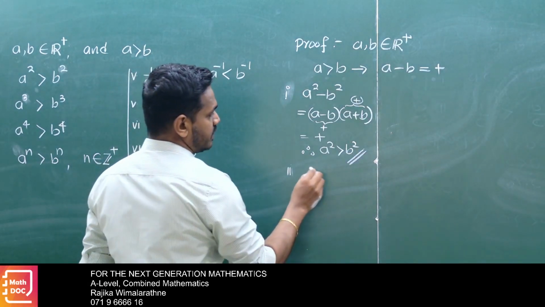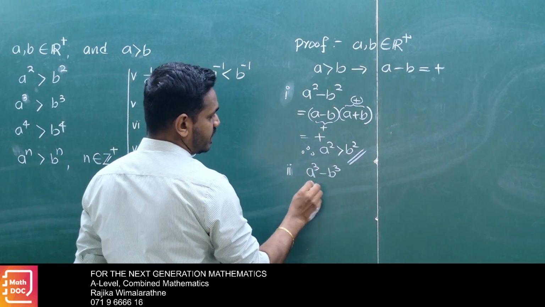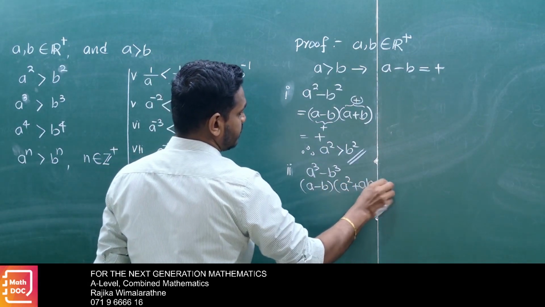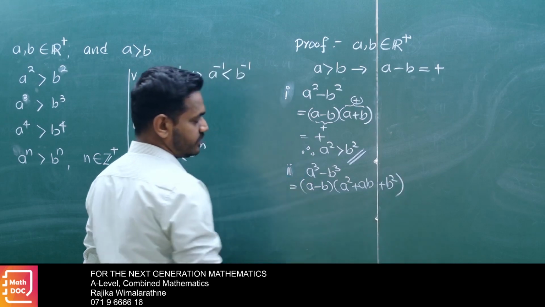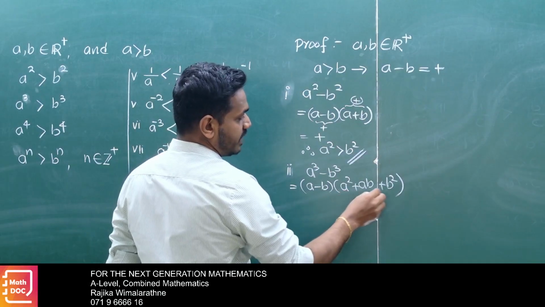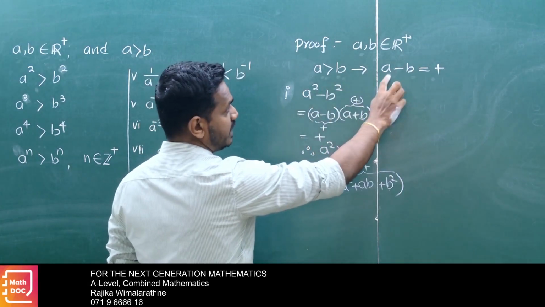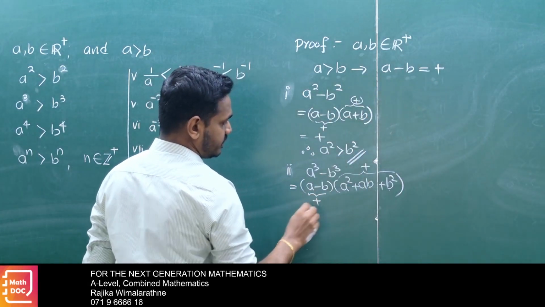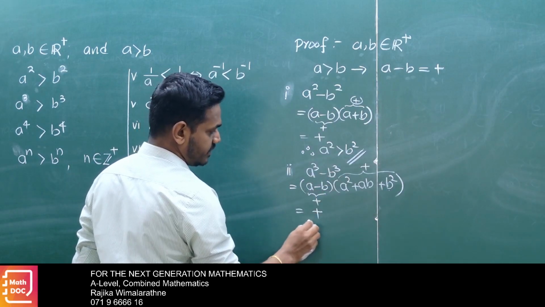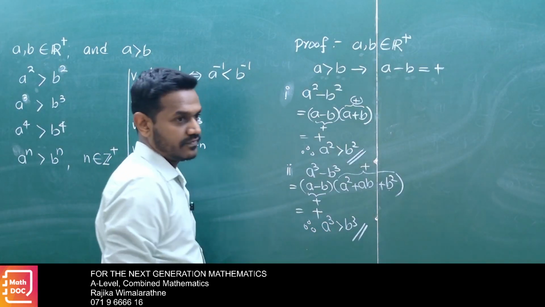Likewise, you can prove the next one. Then think about A cube minus B cube. Here it is the difference of two cubes. Factorize: A minus B, A square plus AB plus B square. And we know A, B are positive real numbers, then the addition of positive real numbers is positive. Then since A greater than B, A minus B is positive, then we can say the full relation is positive. Then you say A cube greater than B cube. Likewise, we can easily prove them.